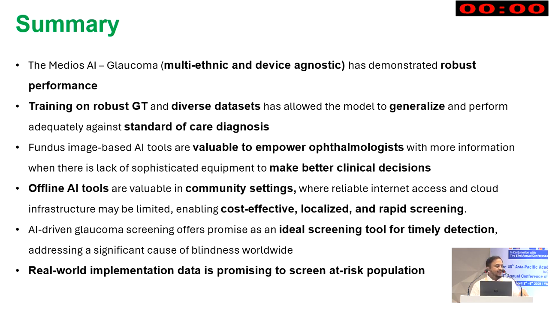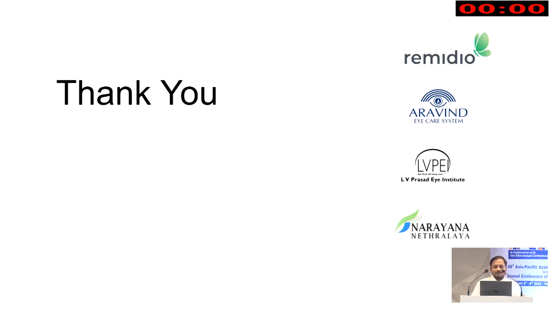Of course, that's only half the job done. As part of the implementation science, we continue to monitor utilization as well as whether there are any spurious referrals that step up. And real-world implementation data today is therefore promising if you want to screen at-risk populations.